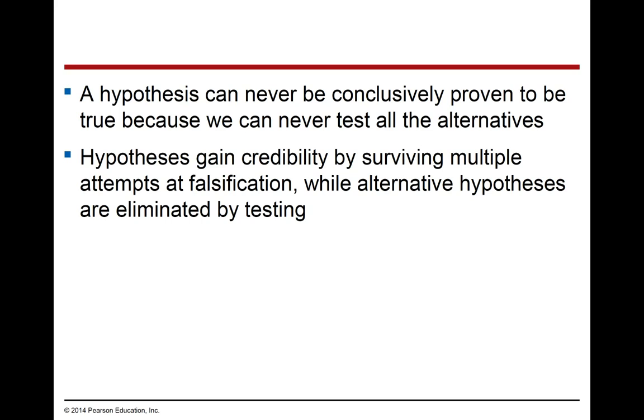So a hypothesis can never be conclusively proven to be true, because we can never test all of the alternatives. You can say that your hypothesis is supported by the experiment. You can never say proven, right? Hypotheses gain credibility by surviving multiple attempts at falsification. So if you're doing all these experiments to try to prove your hypothesis wrong, but it's still right, it's still supported, then that's a great hypothesis, right? That's how you know you had a good one.